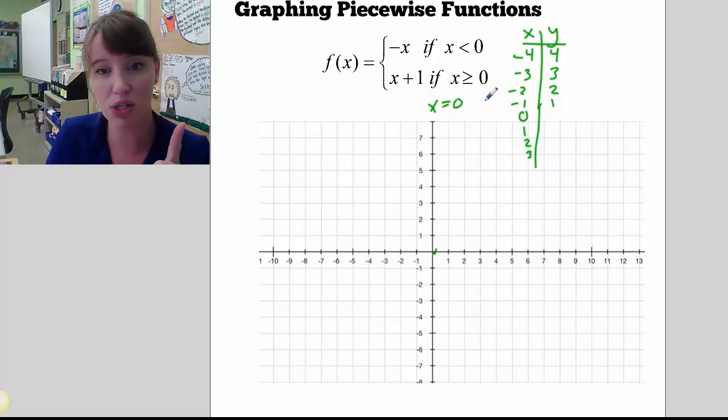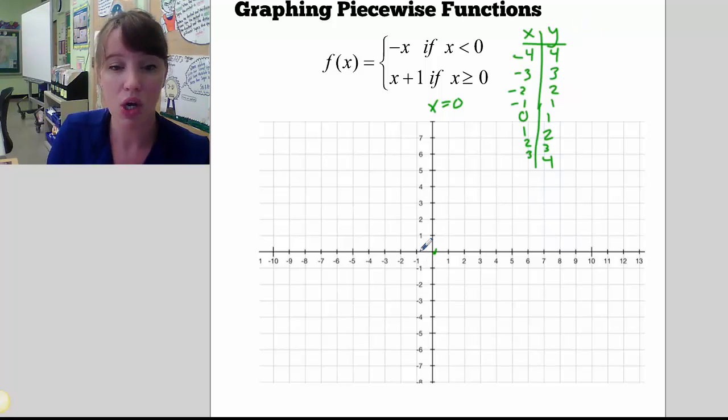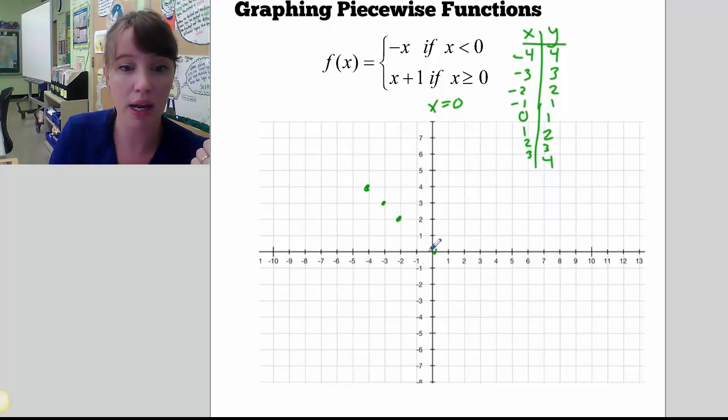So 0 starts by taking the input value and adding 1. So this is 1, then this is 2, and 3, and 4. Okay, let's plot these points. So we have negative 4, 4 here, negative 3, 3, negative 2, 2, and negative 1, 1.